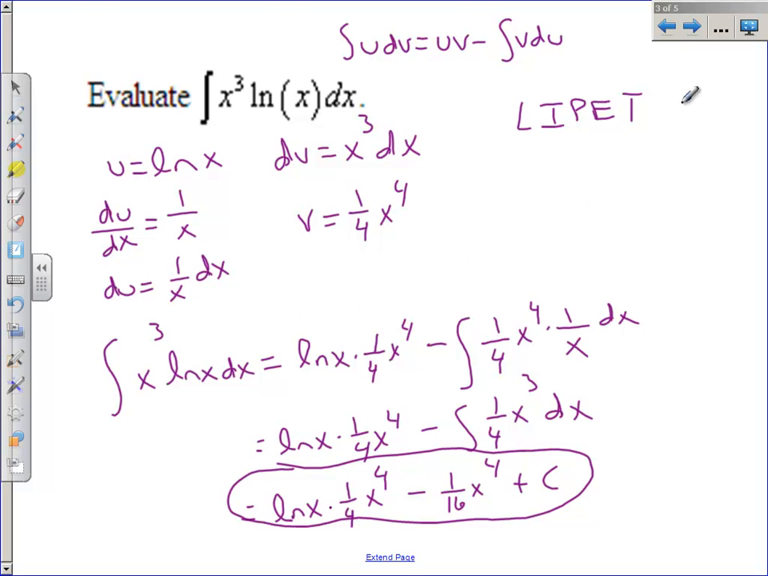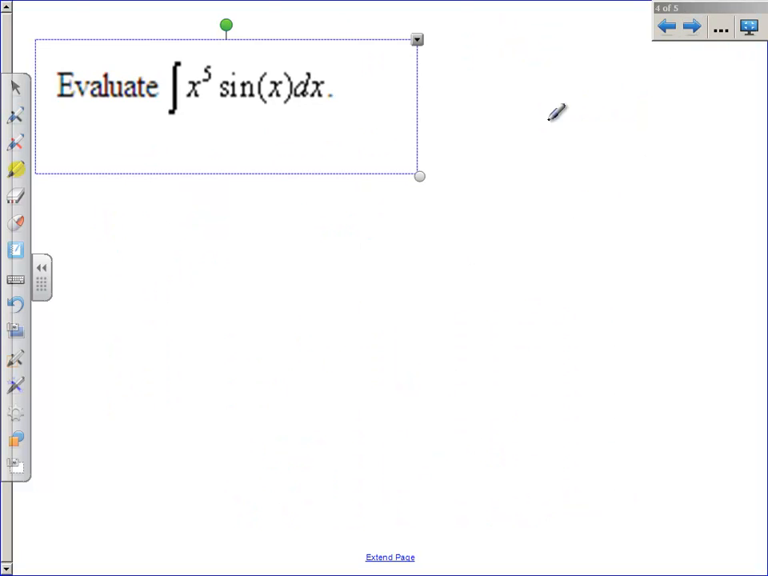Okie dokie. Let's see what we got next. Okay, this one is perfect for the Jaime Escalante table. And I'm going to encourage you to use this table version anytime you can. You can only use it with a polynomial, so you've got to have an x in it. And especially if you have an x to the 5th. If I were to try to set up my integration by parts, I would have to do this 5 times before I finally got down to the answer.